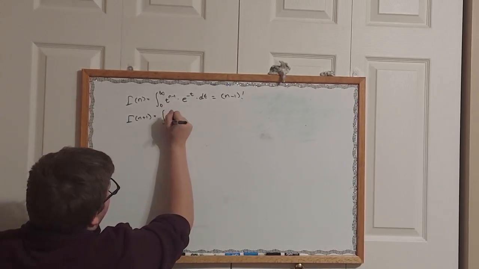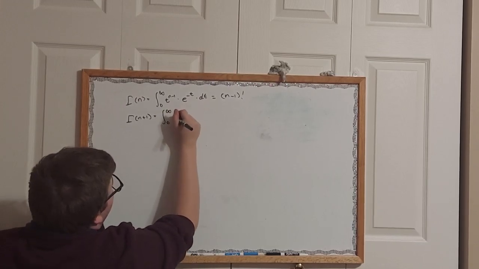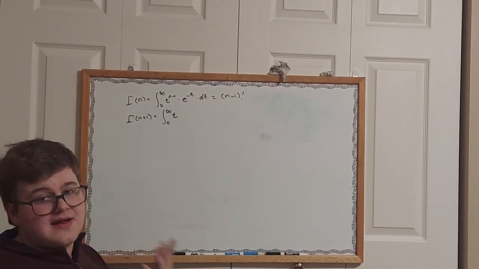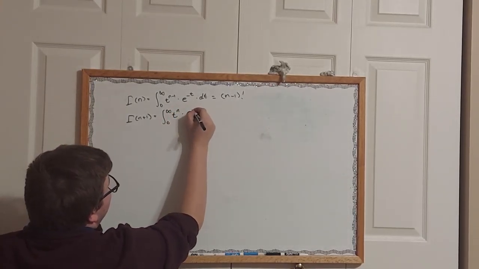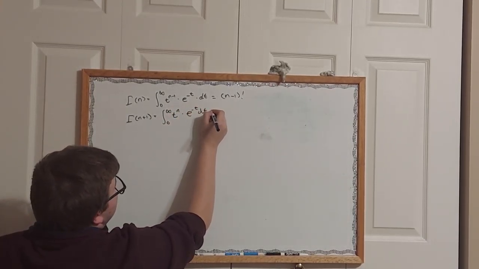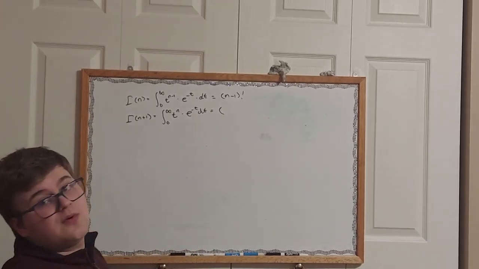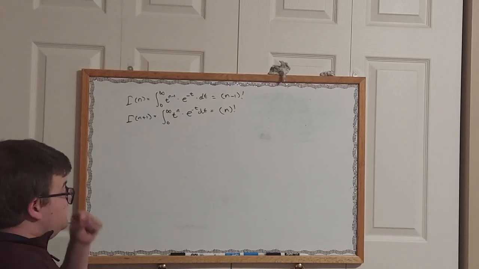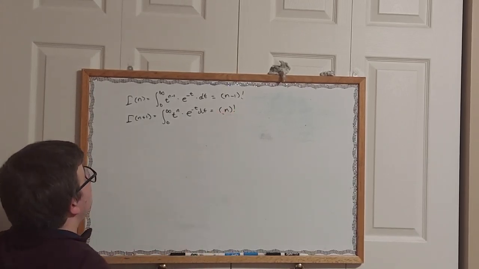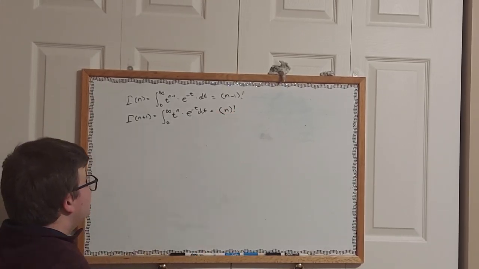So this is now equal to the integral from 0 to infinity of t. Now, what's n plus 1 minus 1? It's just n, right? So t to the n times e to the negative t dt being equal to, what's n minus 1 plus 1? It's just n, n factorial. This is kind of irrelevant at this point, but we're going to keep it here because it's cool.